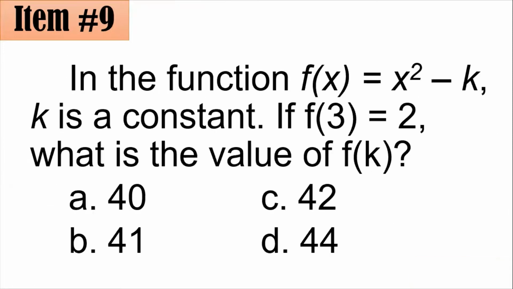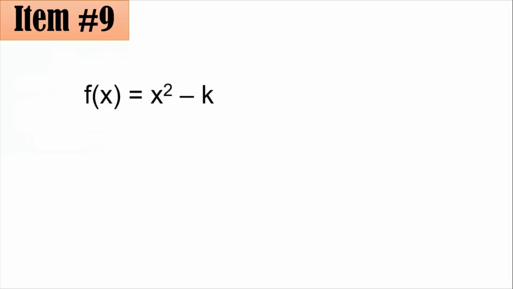Number 9. In the function f of x equals x squared minus k, where k is a constant, if f of 3 equals 2, what is the value of f of k? Did you go with 40, 41, 42, or 44? From this one, it's important first to solve for the value of k. We have f of x equals x squared minus k, and f of 3 is 2.